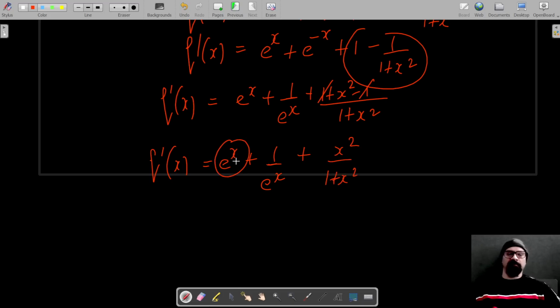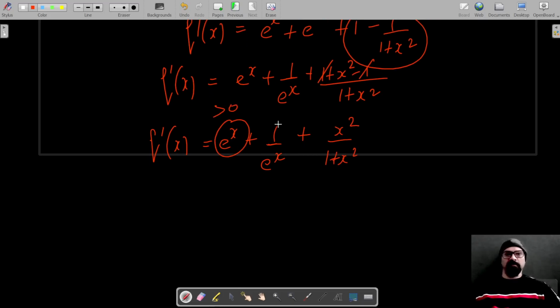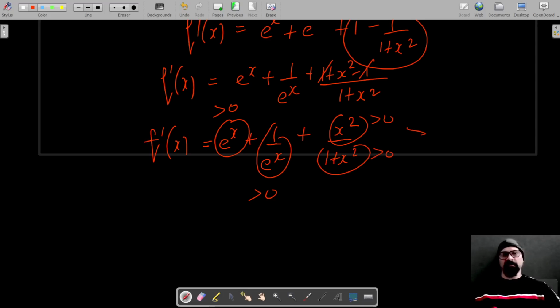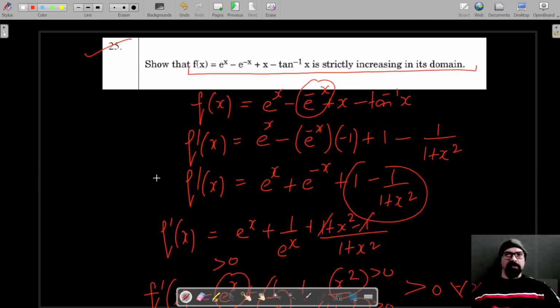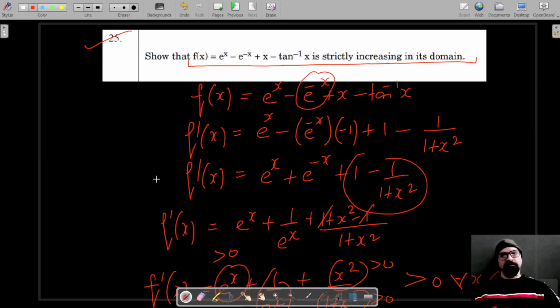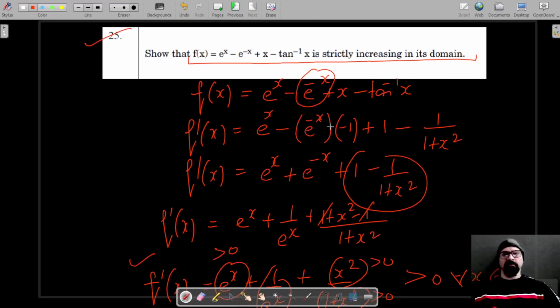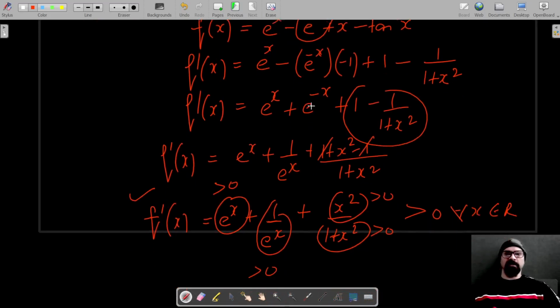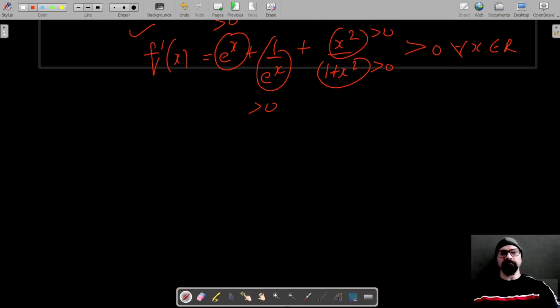So this is an exponential function which is always greater than 0. This x square is greater than or equal to 0. 1 plus x square is greater than 0. So that means overall this f dash x is greater than 0 for all x that belongs to the real numbers. And we know that according to the first order derivative test, if the differentiation is greater than 0, that means this function is strictly increasing in its domain.